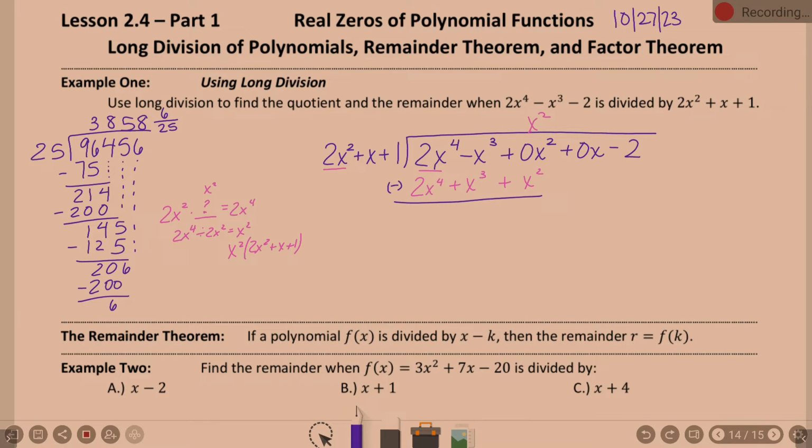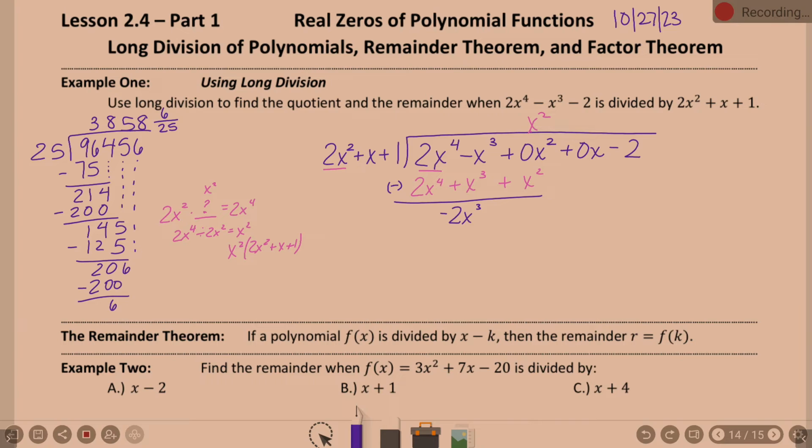subtract. 2x to the 4th minus 2x to the 4th. It cancels. If it doesn't cancel, you didn't do it right. Yeah, you defeated the purpose of the problem here. So that cancels. Negative x cubed minus x cubed is negative 2x cubed. We are subtracting, folks. We are subtracting. So negative 1 minus 1. Otherwise, my 2x to the 4th wouldn't have canceled out. So you're subtracting all the way along.